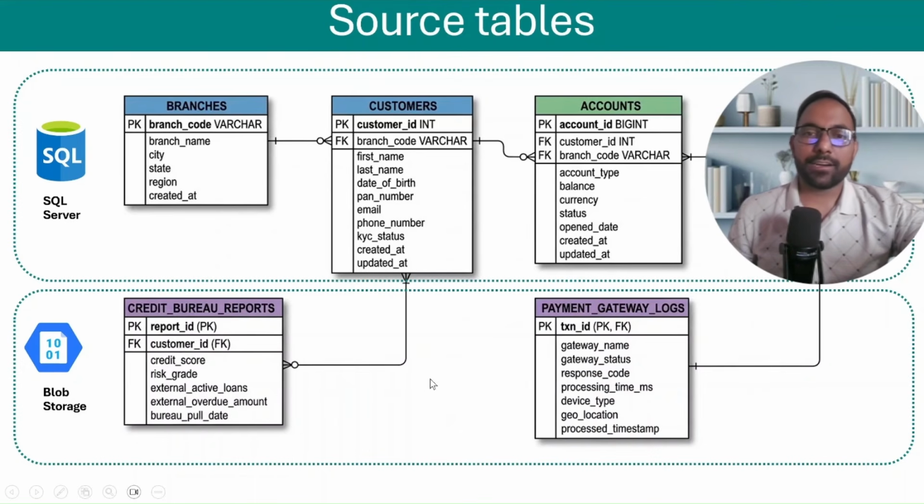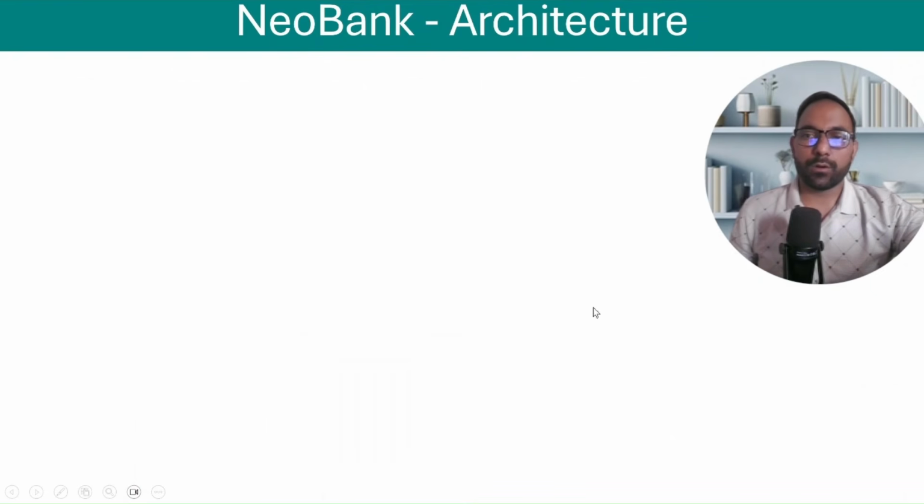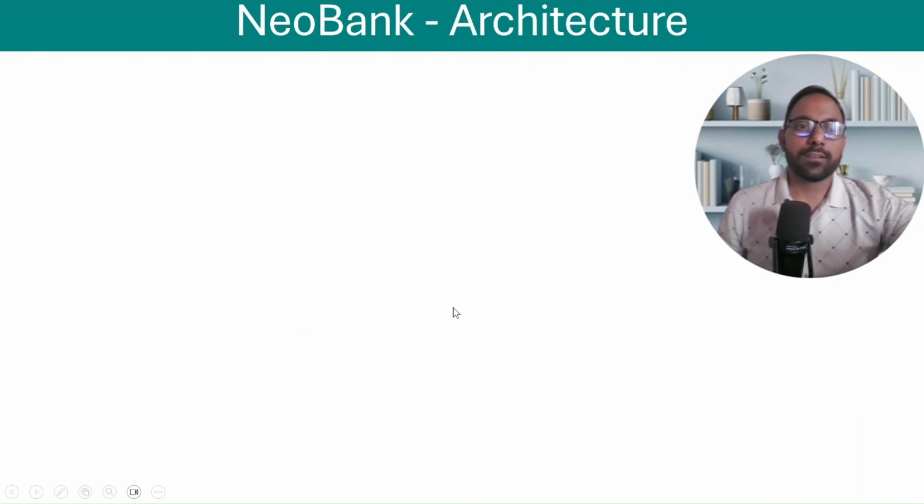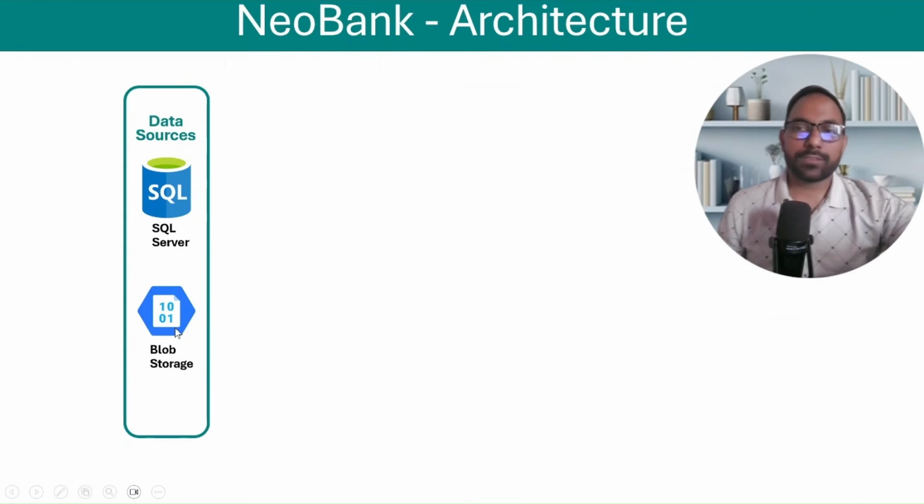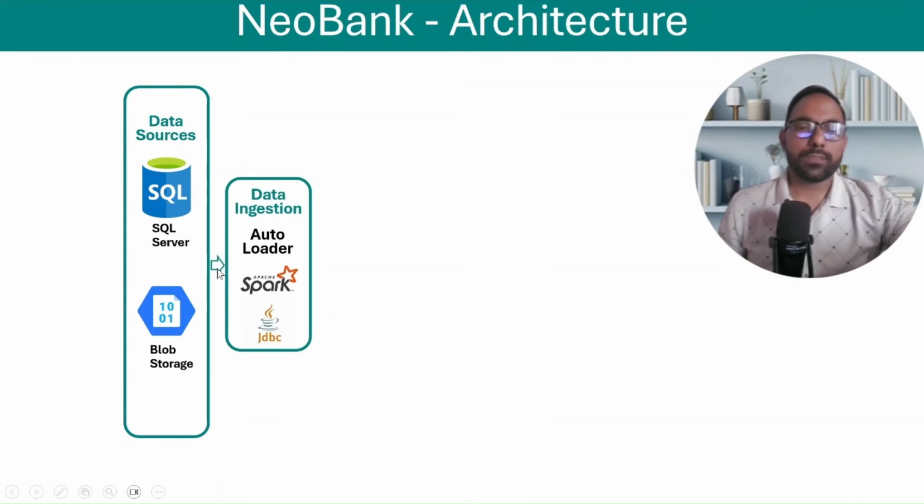Next, let's understand our architecture, how exactly we are going to build this project. So these are the two sources, as I explained, we are going to use. To ingest the data from these sources, we will be using Autoloader to ingest the CSV files, and it is part of Apache Spark. And to ingest the data from SQL Server, we are going to use a JDBC connection, and that we will be writing as a Databricks notebook.